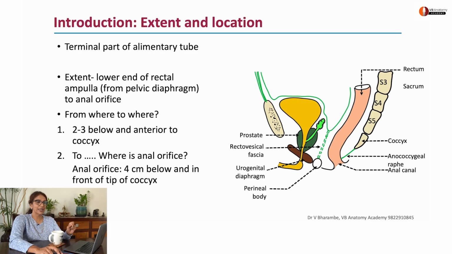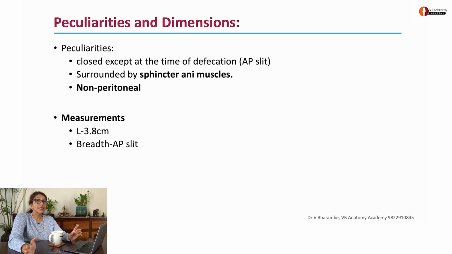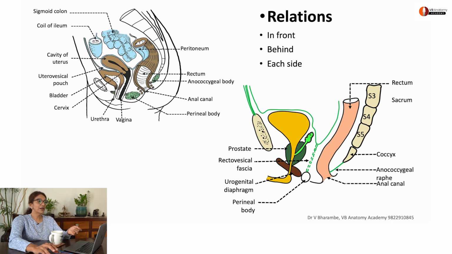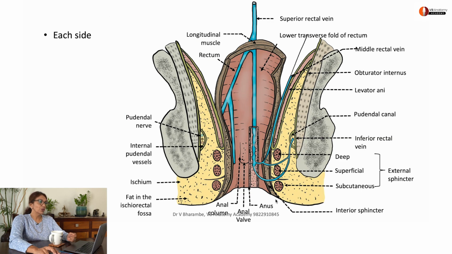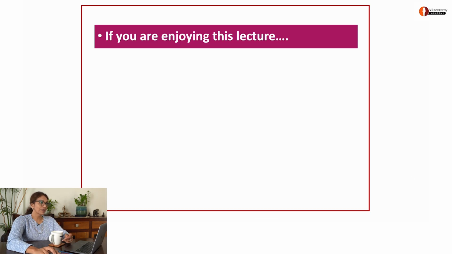You can see that the anal canal is quite a short structure. It has some peculiarities. It is closed all the time except for the purpose of defecation. It is surrounded by sphincter ani muscles and it is a non-peritoneal structure, barely 3.8 centimeters in length. It's related in front to the perineal body, behind to the anococcygeal body, on each side to the ischiorectal fossa as seen here. So it's quite well supported from all sides.